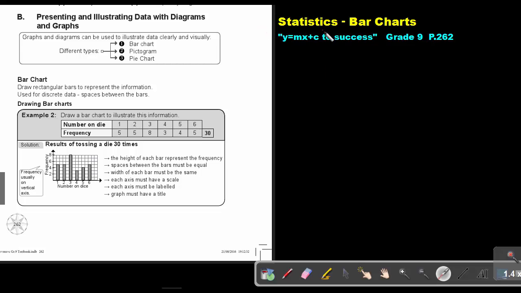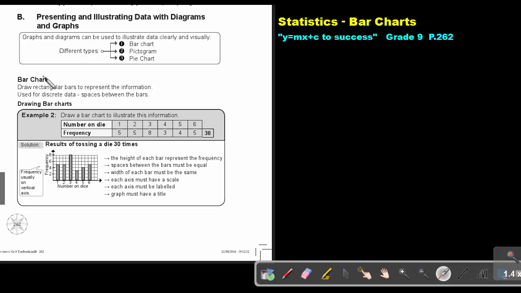Statistics, bar charts. You will find this on page 262 in the Namibian Mathematics Grade 9 textbook, Y equals mx plus c to success. Presenting and illustrating data with diagrams and graphs. Graphs and diagrams can be used to illustrate data clearly and visually. You get different types of graphs and diagrams: bar charts, pictogram, and pie charts.